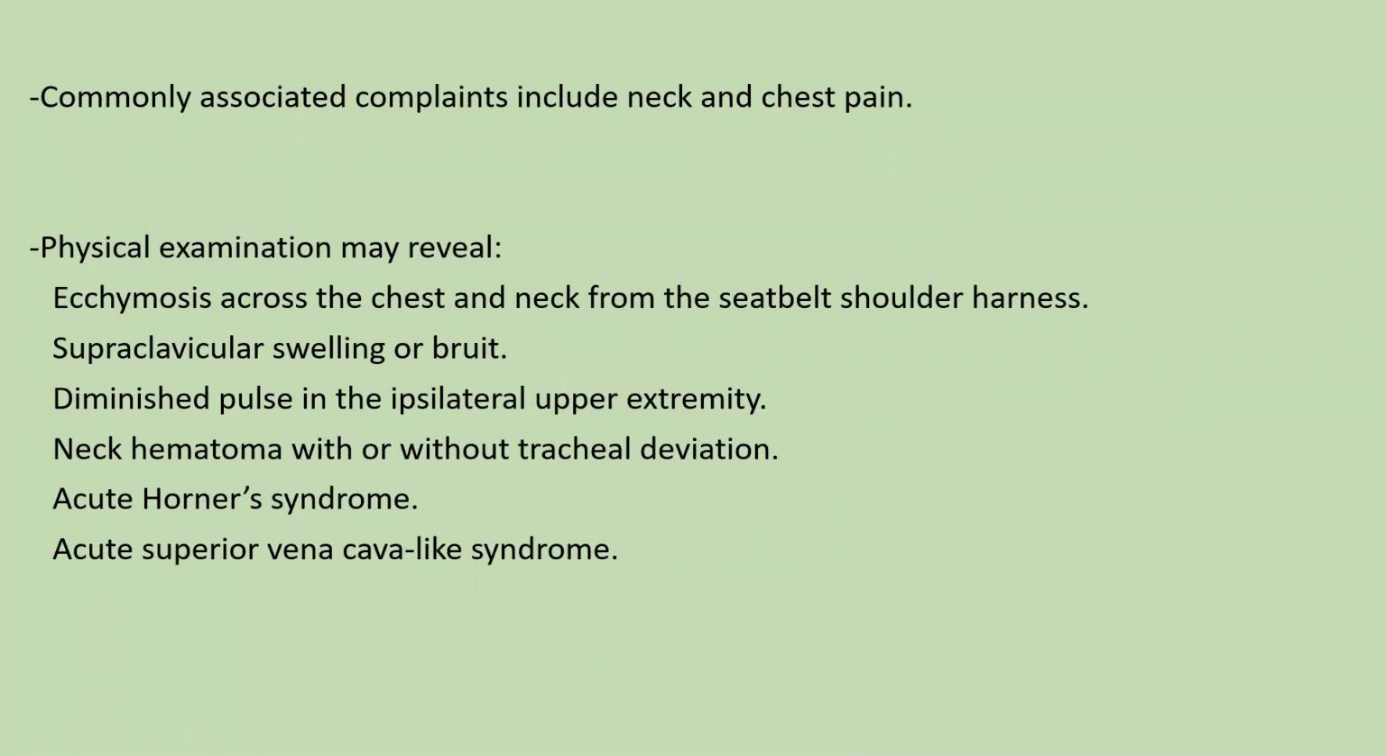Commonly associated complaints include neck and chest pain. Physical examination may reveal ecchymosis across the chest and neck from the seatbelt shoulder harness, supraclavicular swelling or bruit, diminished pulse in the ipsilateral upper extremity, neck hematoma with or without tracheal deviation, acute Horner syndrome, or acute superior vena cava-like syndrome.